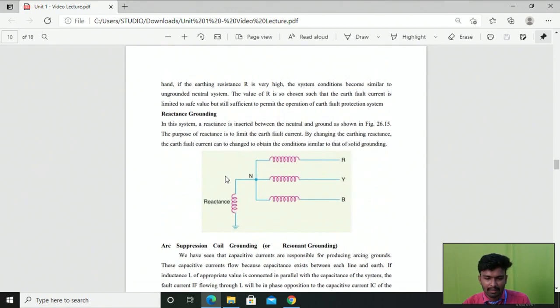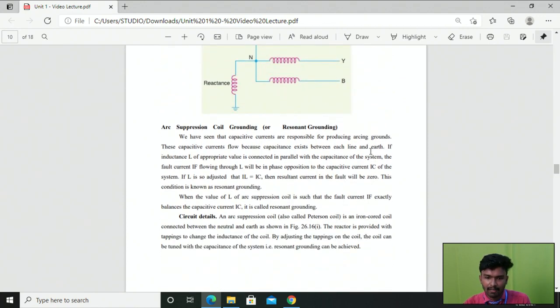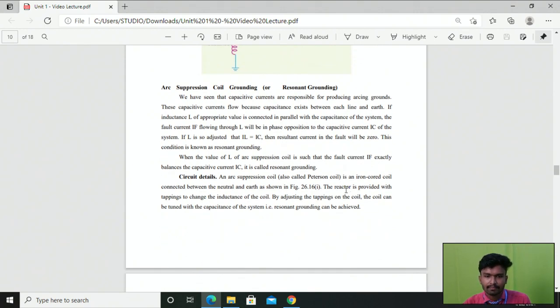So here, instead of resistance, we are using reactance. Based on the magnitude of the fault current only, the value of resistance as well as reactance is chosen, right? And then the final method is arc suppression coil grounding or resonance grounding, right?